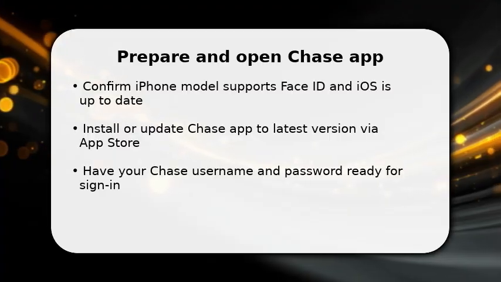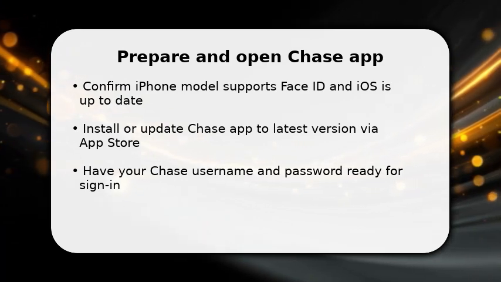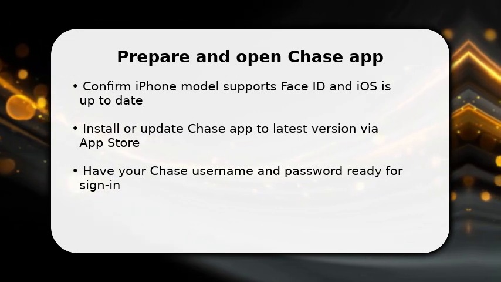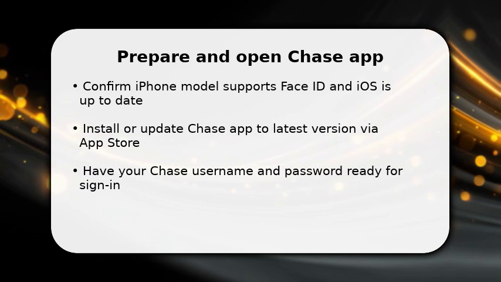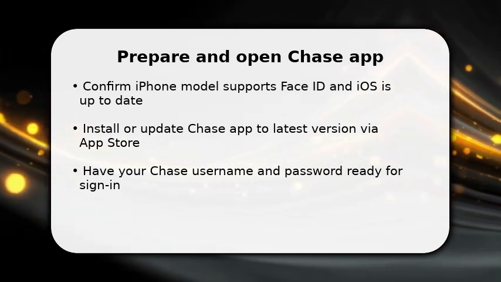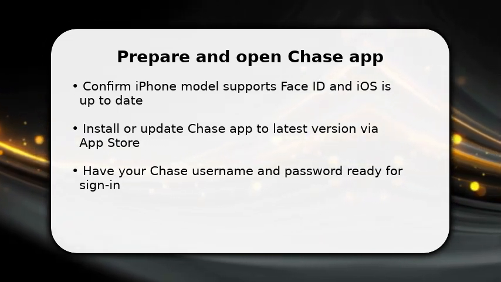You start by confirming prerequisites: a Face ID-capable iPhone and the latest iOS, plus the Chase app updated. Sign into the app with your username and password so the app recognizes your account. Once signed in, tap the profile or hamburger menu at the top left to access settings. This is where biometric options live.